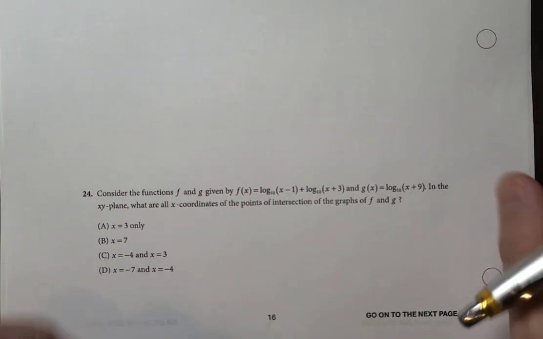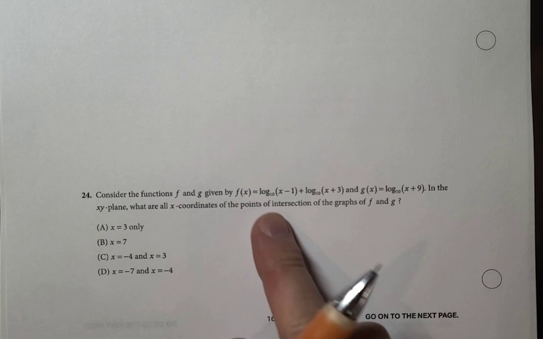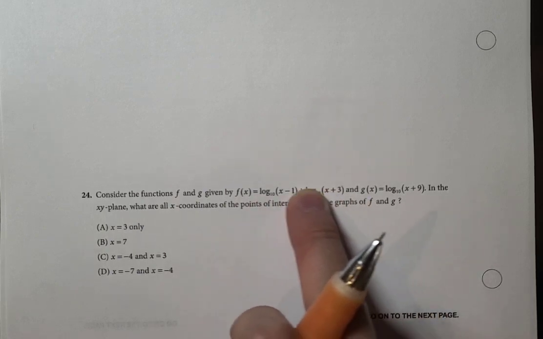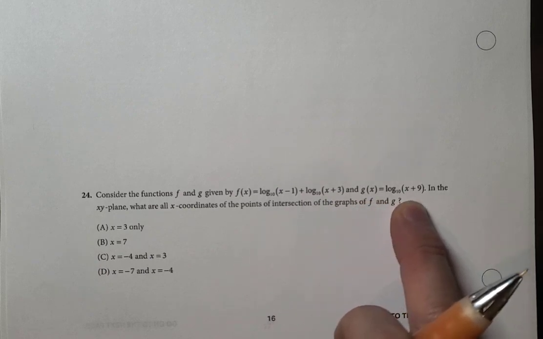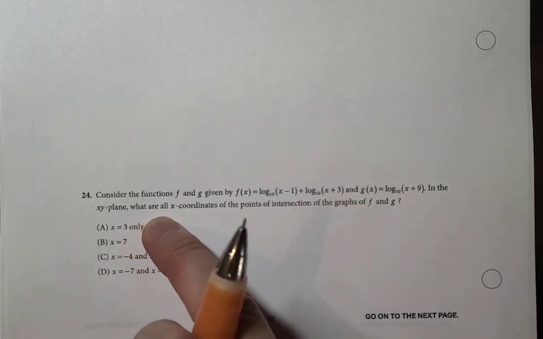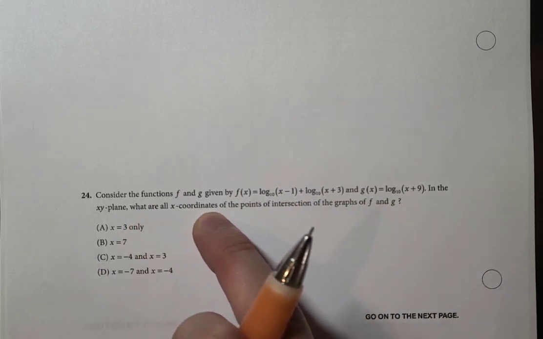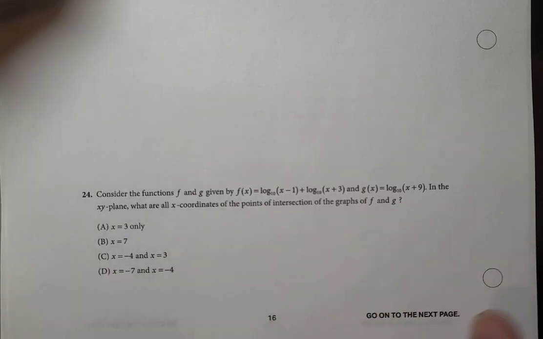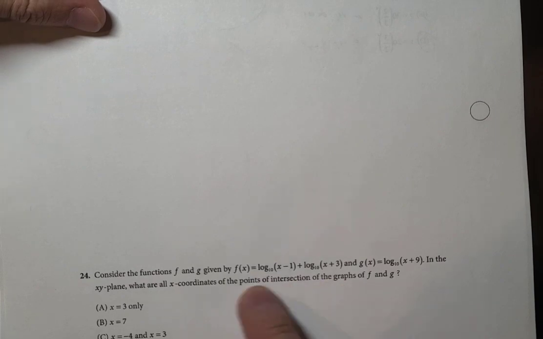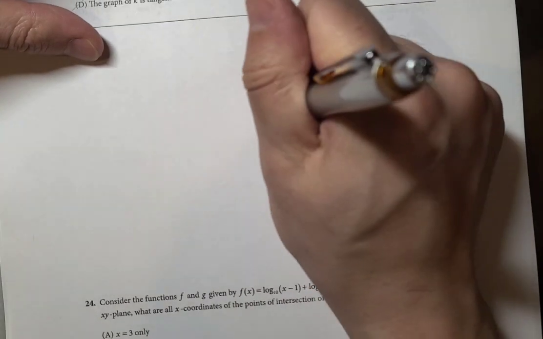Consider the functions f and g given by f of x is log of (x minus 1) plus log of (x plus 3), and g of x is log of (x plus 9). In the xy plane, what are all x coordinates of the points of intersection of the graphs of f and g? Okay, so points of intersection, we have to set f equal to g.